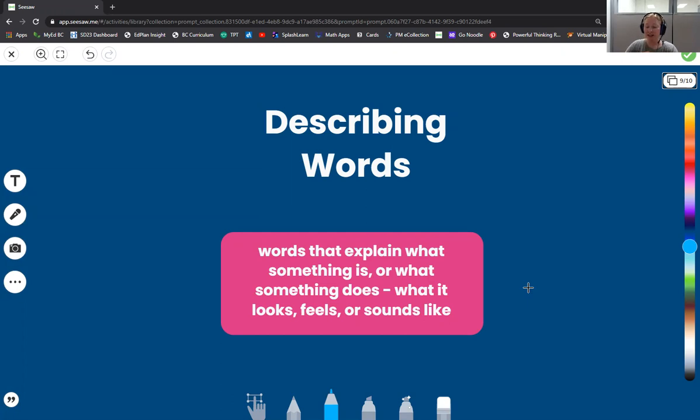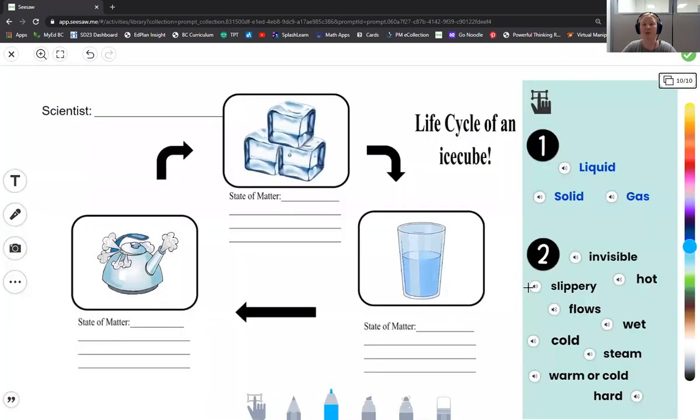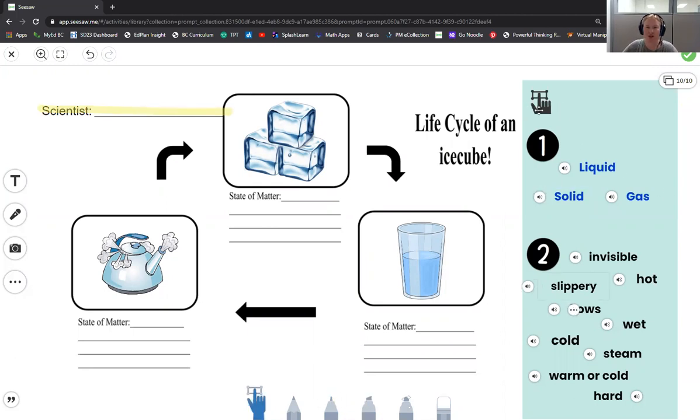Now, let's finally take a look at the activity you will be doing today. So, up here where it says scientist, you can put your name because you are the scientist. And we're going to look over here. So, this is our life cycle of an ice cube. We've got ice, water, and a gas. So, you need to look over here at number one. You have three choices: liquid, solid, gas. You have to use the finger dragging tool down here to click and drag these to the correct spot.